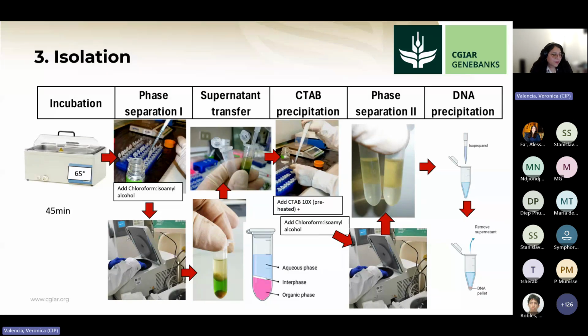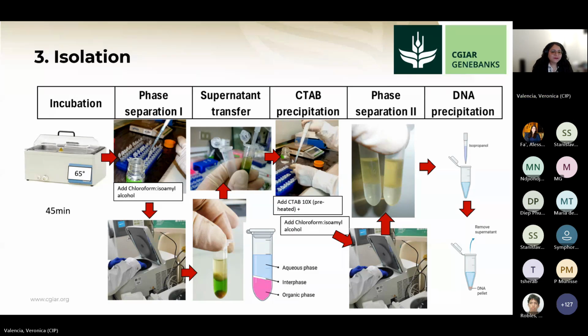Okay, isolation is probably the longest step. That is not a step, that is many steps. So after we grind the tissue with the FastPrep, we do an incubation at 65 degrees Celsius for 45 minutes, as I said, in this Baño María, I don't know how to say, Maria bath.